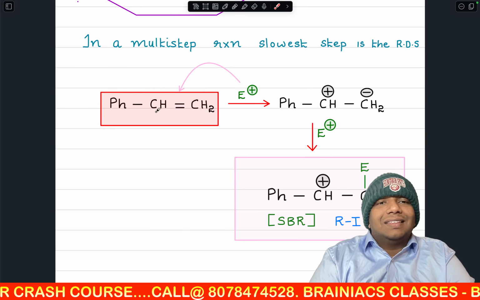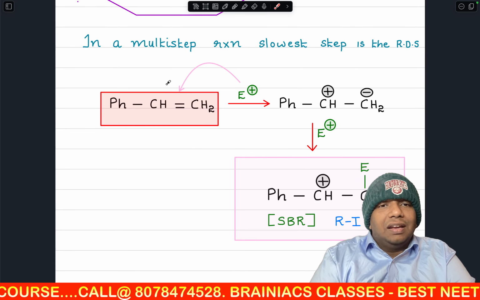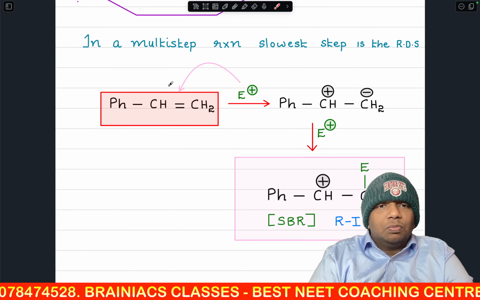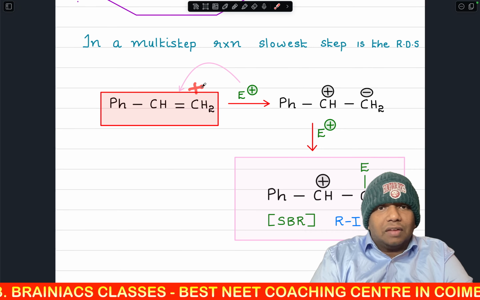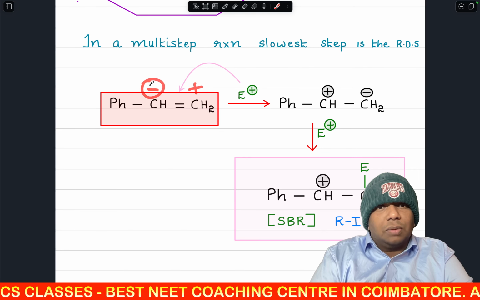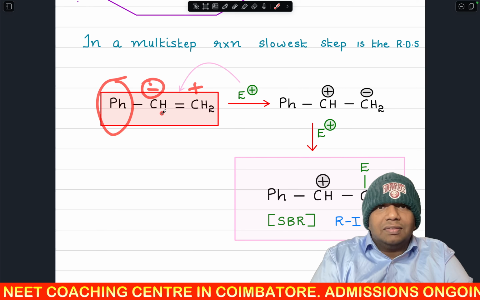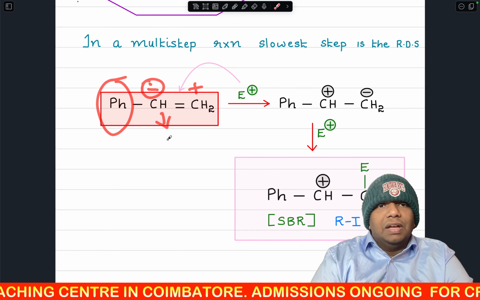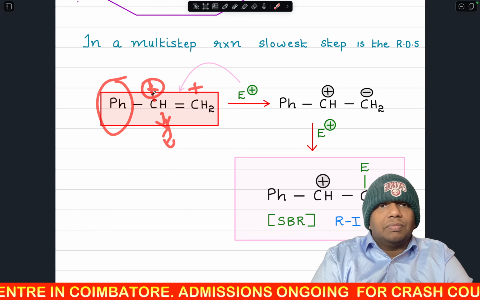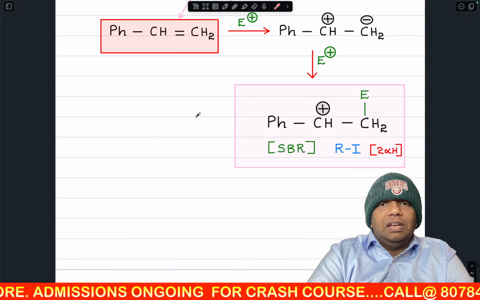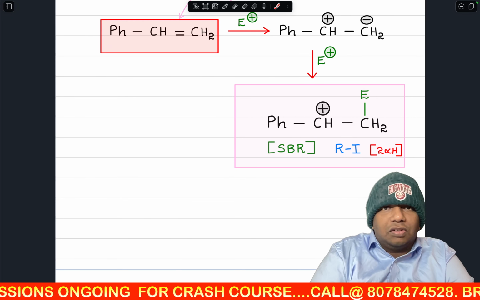So I can easily say it will migrate in such a way that it creates a more stable carbocation. If it is moving the other way, some students will ask a doubt: sir, if the negative charge comes here, this is also stabilized by resonance only, sir. But the problem there is, in the next step, what will come? The electrophile comes and bonds here. So the intermediate formed there will not be stabilized by resonance.